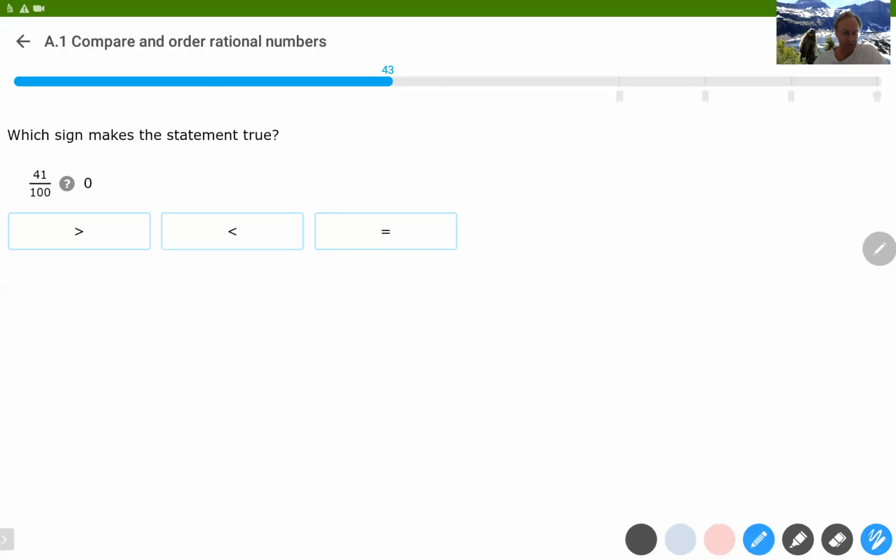Which sign makes the statement true? Of course, positives are bigger than 0.